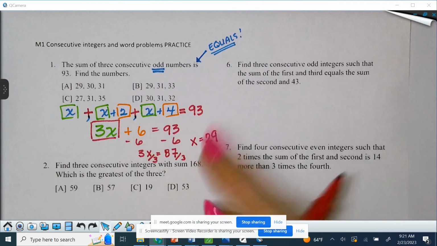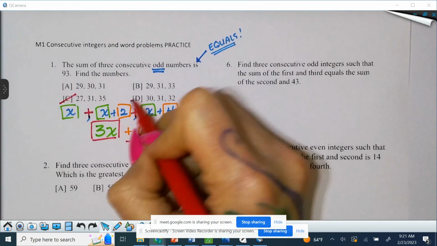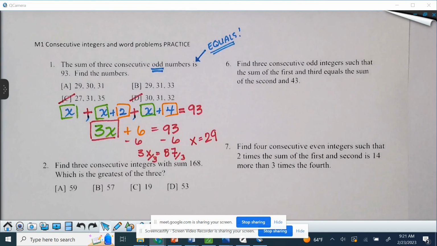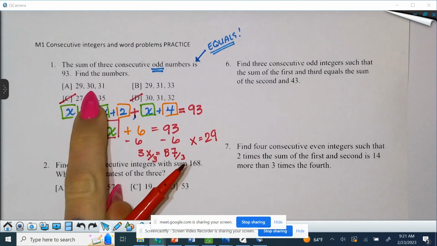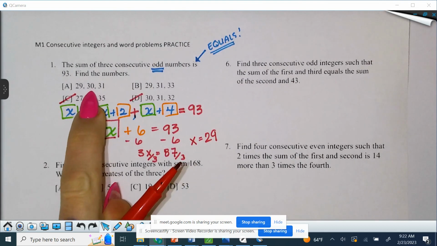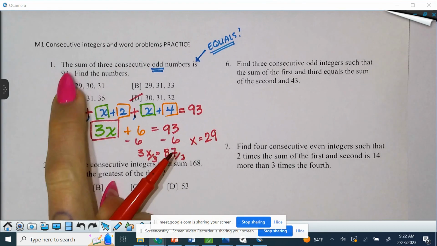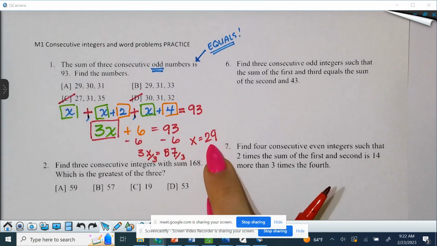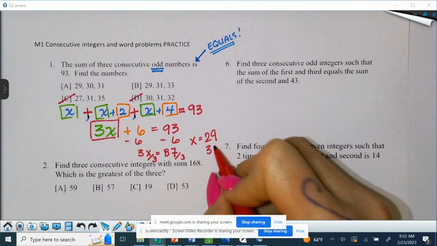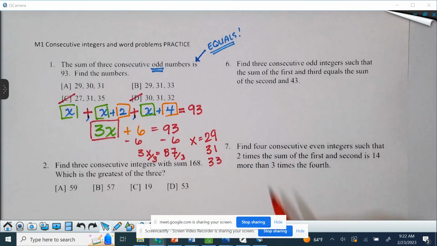So 27, 31's gone. Hopefully, you know 30 is an even number because I could divide that by 2, so we could stop there. But if not, find the number. So 29, 30 is even. Then it's going to be 31. Then the next one's going to be 33. So that's why B is your answer for this one.